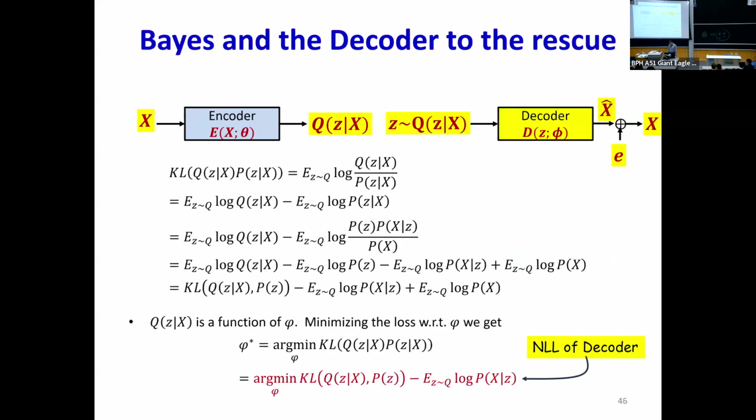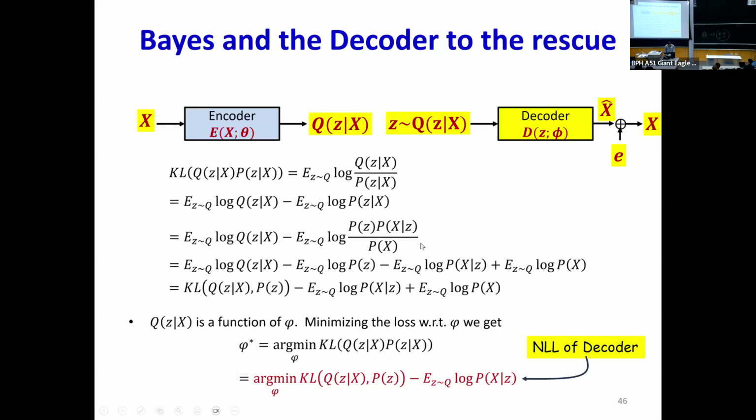And so we're going to have to manipulate things a little bit. I rewrite things. The KL divergence between Q and P is the expected value over Q, meaning over samples of Z drawn from Q, of log of Q over P, which is log of Q minus log of P. So it's the expected value over Z drawn from Q of log of Q, minus the expected value over Z drawn from Q of log of P of Z given X. Now P of Z given X, using Bayes' rule, can be written as P of Z times P of X given Z divided by P of X.